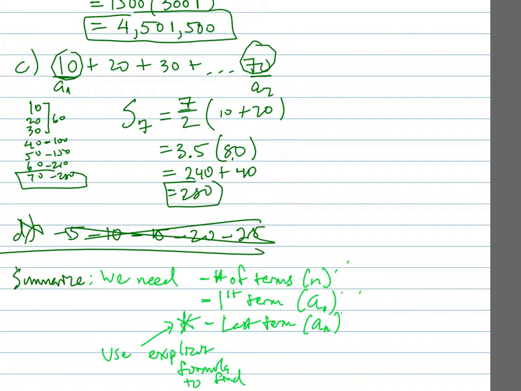Let me just summarize. To summarize, what we need is the number of terms, that's n. Okay? What else do we need? We need the first term, that's a sub 1, and we need the last term, that's a sub n. Right, we need these three things, and then if we have these three things, we can add them up and find our sum.